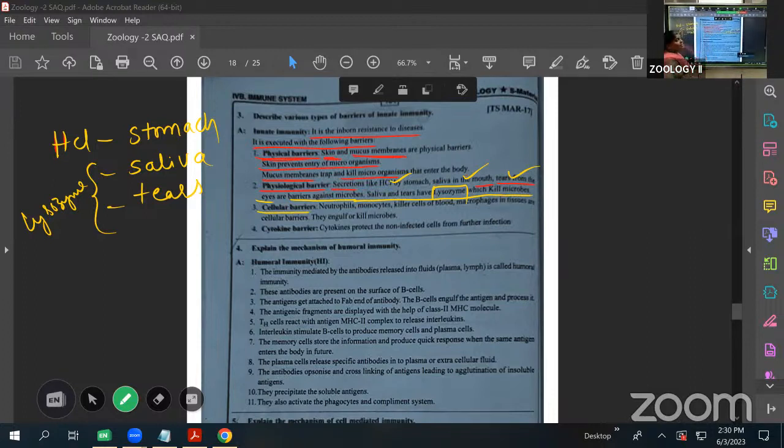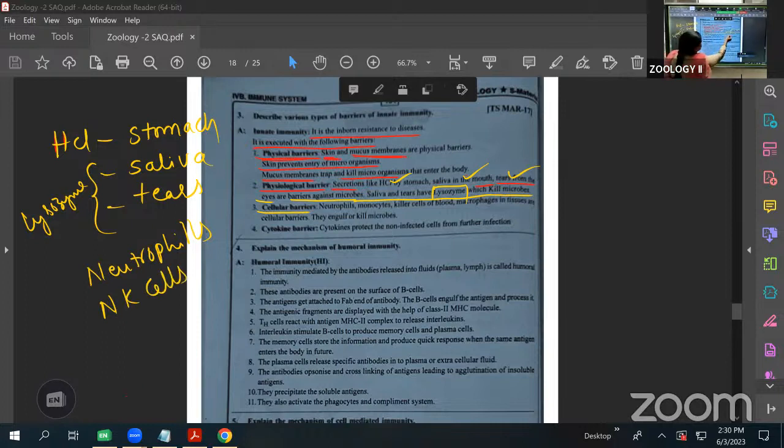Here some cells also fight against the antigens, and we call them cellular barriers. The cellular barriers are mainly the neutrophils, NK cells meaning natural killer cells, and the monocytes. These act as cellular barriers.